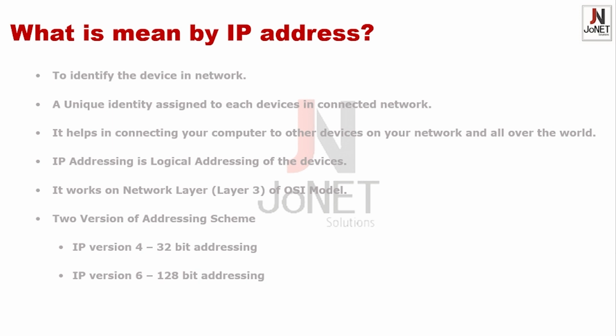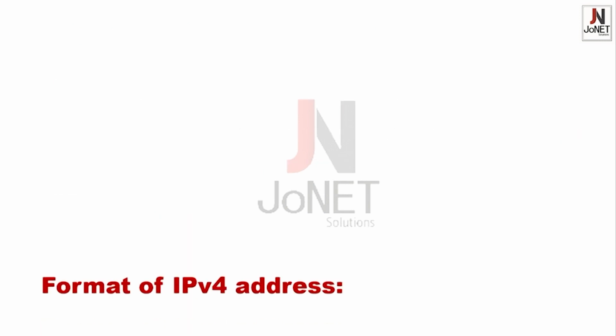IP comes in two versions, IP version 4 and IP version 6. IP version 4 is 32-bit addressing which uses the decimal format. IP version 6 is 128-bit which uses the colon, using alphanumeric, both numeric and alpha characters, for the representation.